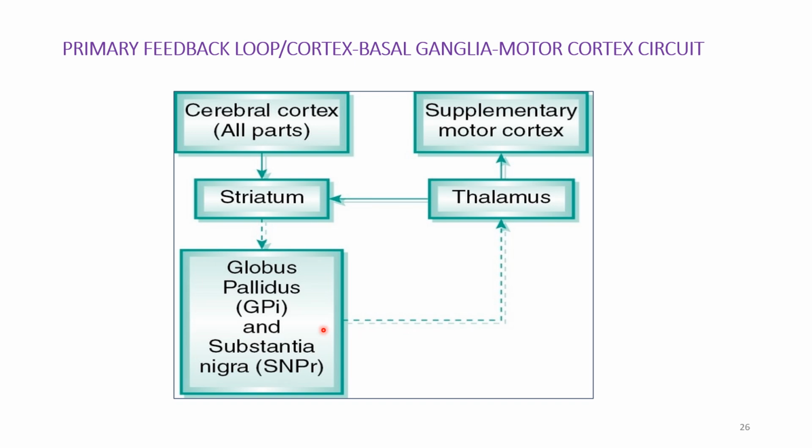If a movement has to occur, what will happen? The cortex will stimulate the striatum. The striatum will inhibit the internus and the reticularis. Because of the disinhibition principle, their inhibitory effect will be lost. Then the thalamus will fire and send its impulses to the motor cortex, that is the supplementary motor cortex, and also to the striatum. So this is the primary feedback loop, or the cortex, basal ganglia, motor cortex circuit.